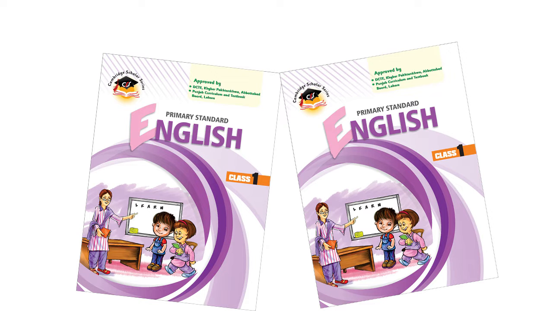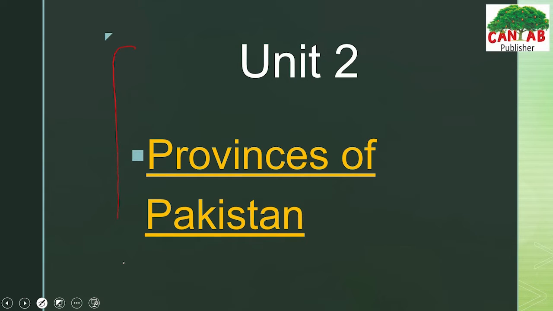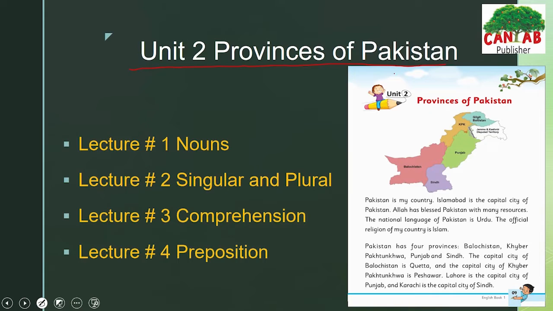Our lecture for today is for grade 1, English 1. The name of the unit is Provinces of Pakistan. Unit number 2, Provinces of Pakistan, is on page number 9 of the English textbook. Today is lecture number 2. We have done with lecture number 1.